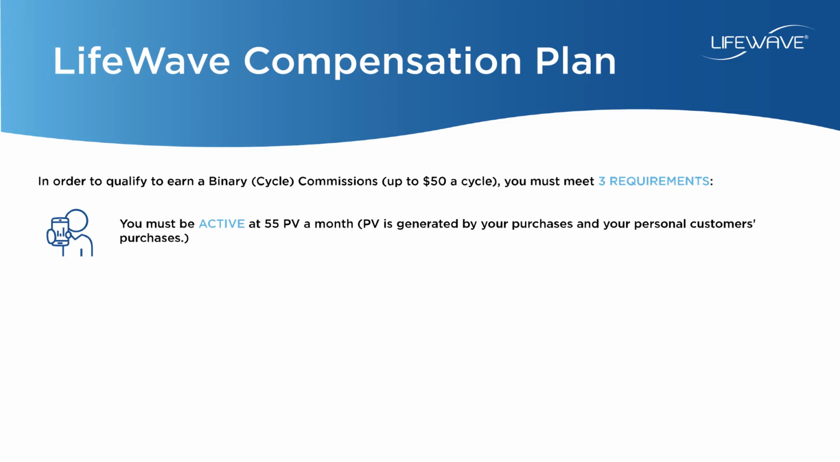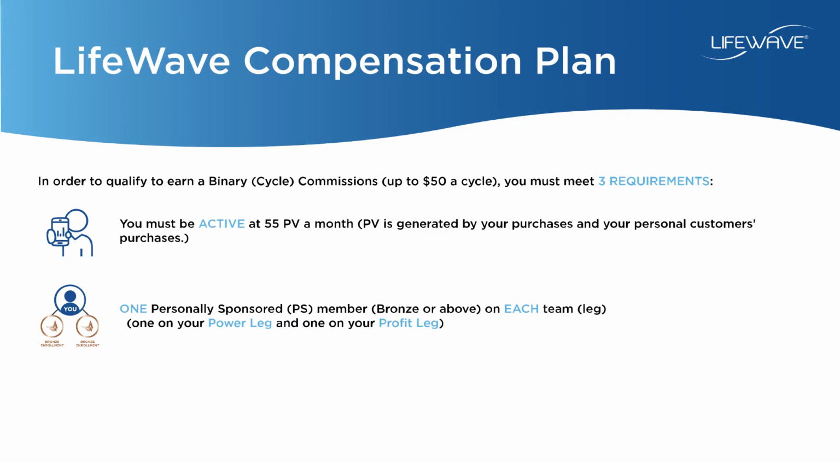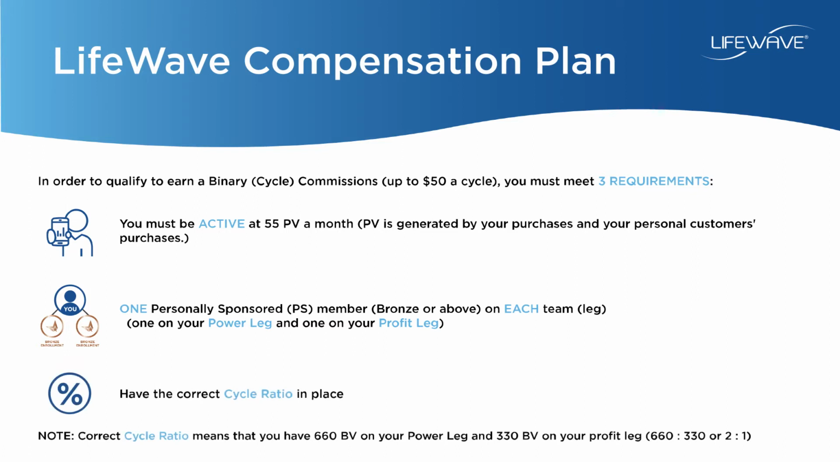And that volume, that PV, is generated as a reminder from your purchases as well as your personal customers' purchases. You also have to have a team structure in place. You have to have 2 personally sponsored bronze members, bronze or above, but 1 on each leg. So 1 bronze on your power leg and 1 bronze on your profit leg. And as a reminder, bronze, that's an enrollment kit, an associated title. That's our first kit. You also have to have that correct cycling ratio like we talked about. The 660 BV on your power leg and the 330 BV on your profit leg. Once you've met those 3 requirements, you're eligible for those commissions.